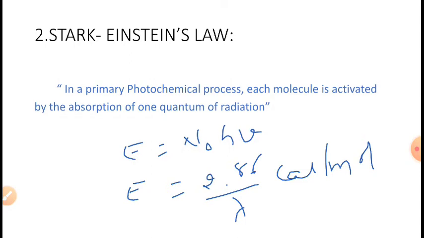This is in the primary step. It is not necessary that an activated complex must react, as the activated complex can also cause the reaction of many molecules through a chain mechanism. It may be noted that for a primary process, the number of molecules activated is equal to the number of quanta absorbed. Thus, the mass of substance containing Avogadro number of molecules absorbs 6.023 into 10 to the power of 23 quanta of energy.